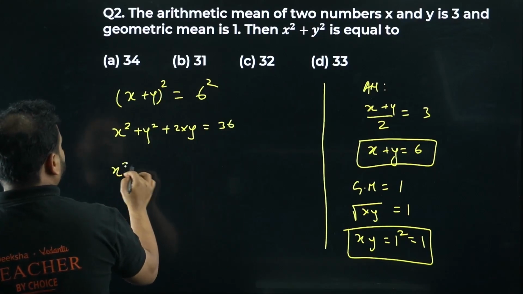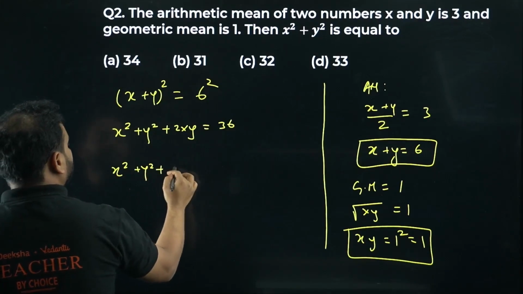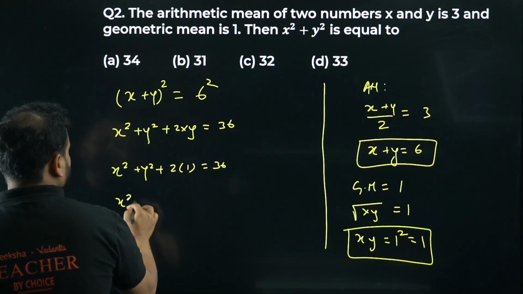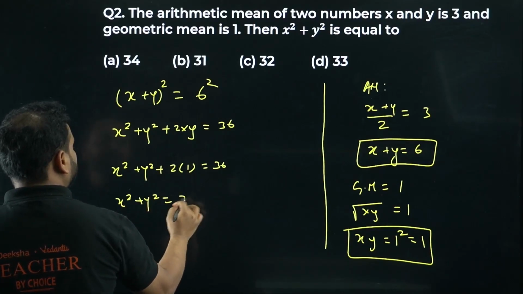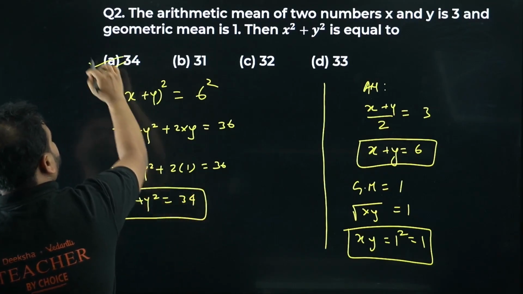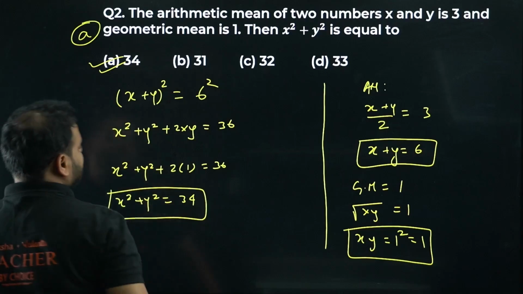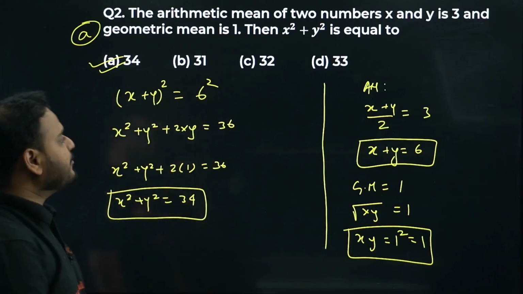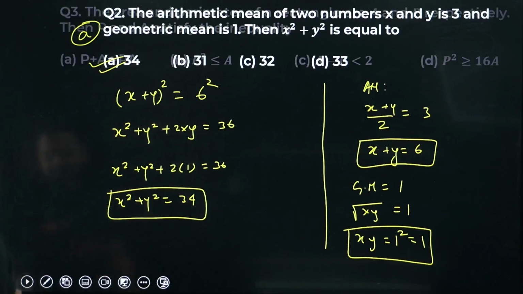Now put the values that we know. 2 times 1, 36. So x square plus y square equals 34. Option A is correct. Simple problem, very simple. Chaliye, next one.